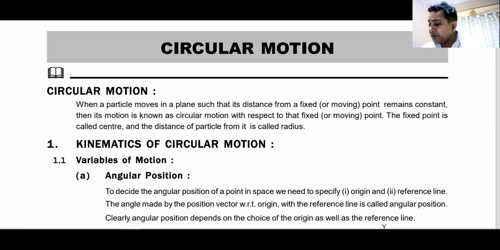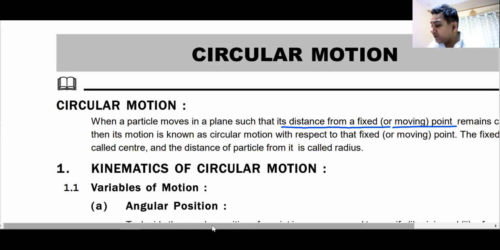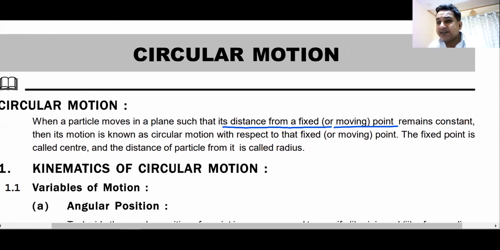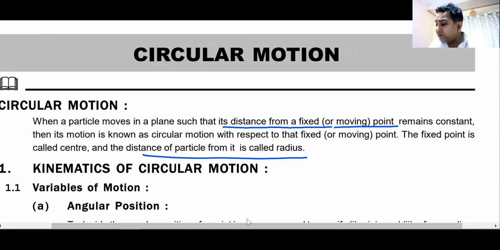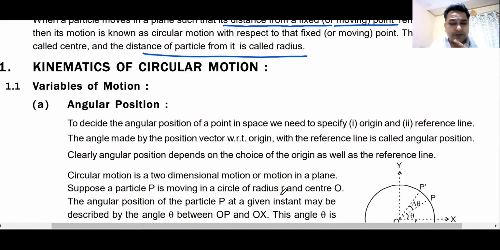We all understand what circular motion is. When a particle is moving such that its distance from a fixed point remains constant, then that motion is known as circular motion. That fixed point is known as the center, and that fixed distance is known as the radius. All of you know this. Now, everything that we do in circular motion or rotational motion is an analog of what we have done in translational motion. The first analog is angular position.